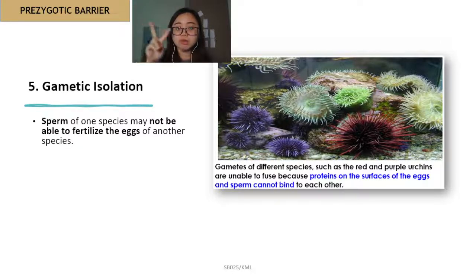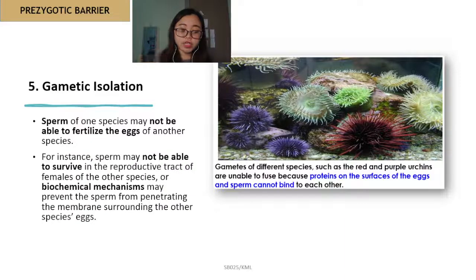So, dia punya sperm dengan ovum dia berjumpa, tapi dia tidak dapat fertilize sebab gamet dia berbeza. For instance, the sperm may not be able to survive in the reproductive tract of females of other species, or there are biochemical mechanisms that may prevent the sperm from penetrating the membrane surrounding the other species' eggs.